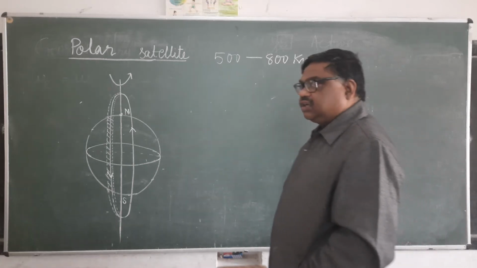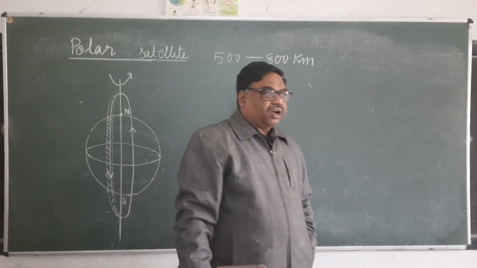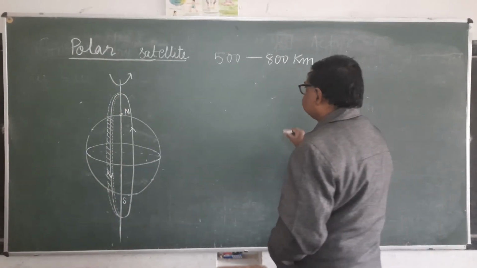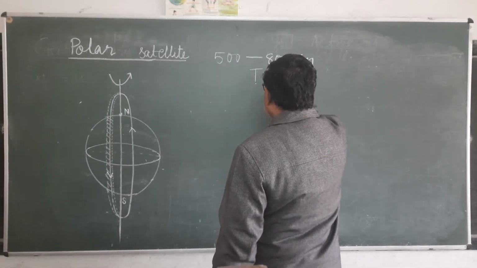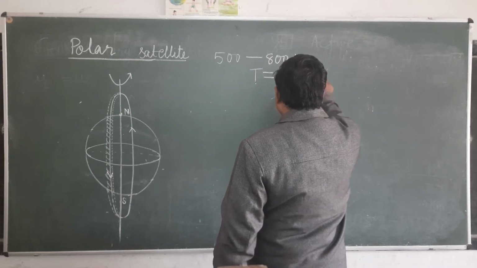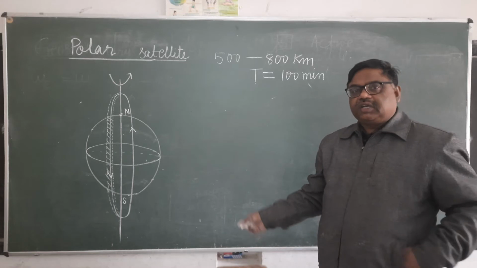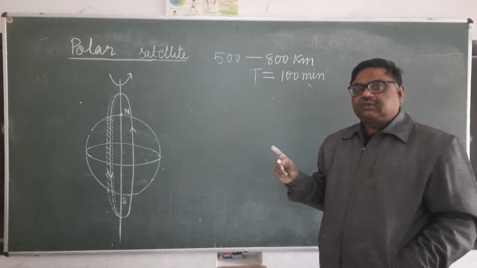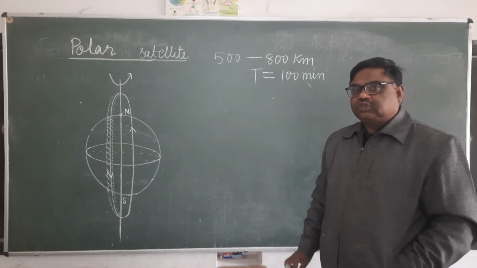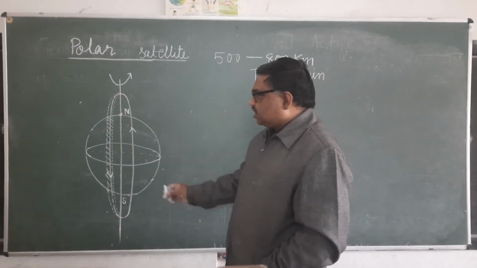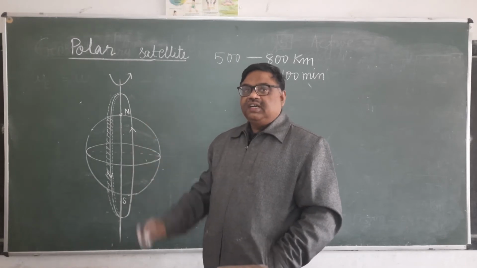Their orbit is polar, whose height from the earth's surface is 500 to 800 kilometer. And because of this low altitude, their period of revolution is very small, nearly 100 minutes. Means in 100 minutes they complete one revolution. They are orbiting around the earth from north to south, while earth is rotating west to east. So what will happen? They will take number of observations of the earth's surface in a day.